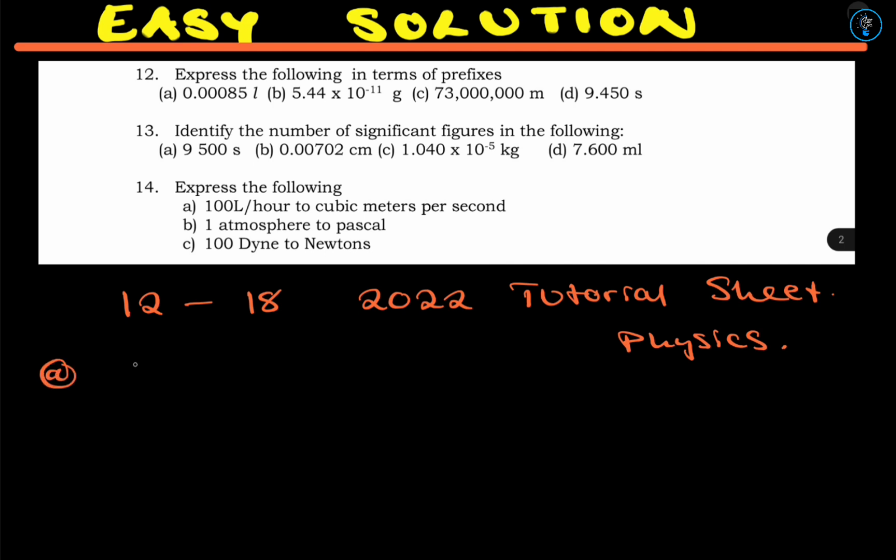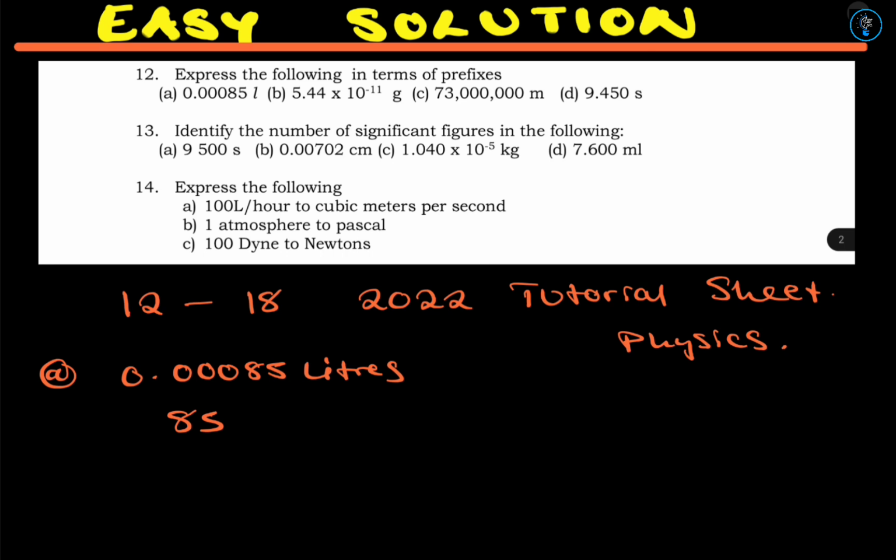So we have A, we are told to express 0.00085 liters. This one can be written as 85. Since the question doesn't specify the prefixes in which we should write them, you can choose any prefix that you wish.